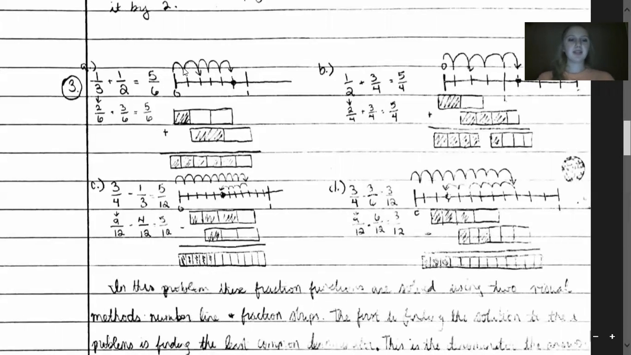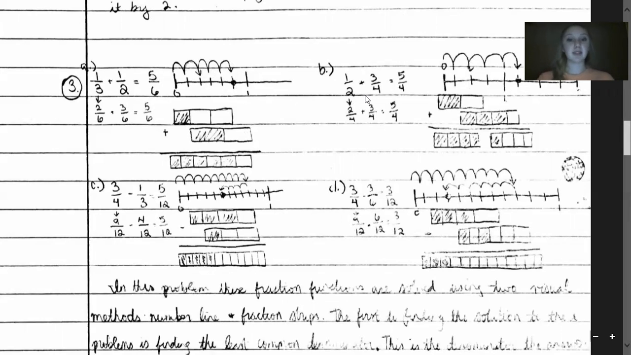You jump 2/6, 1, 2, and then you jump 3/6, and you end up at 5/6. That's how you would do the number line. And then the strip model, you don't do the common denominator until at the bottom. So you would keep the 1/3, keep the 1/2, and then it equals 5/6. And then you would do the same for B through C.